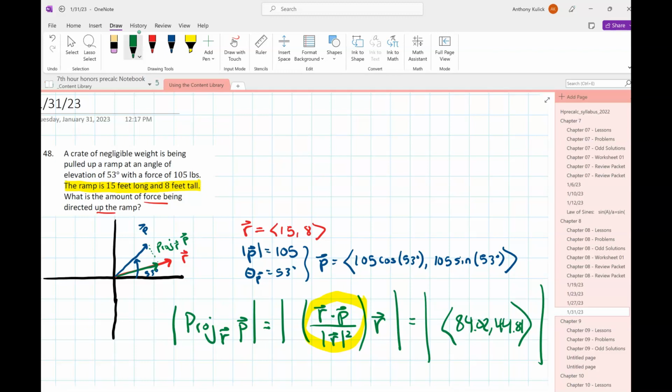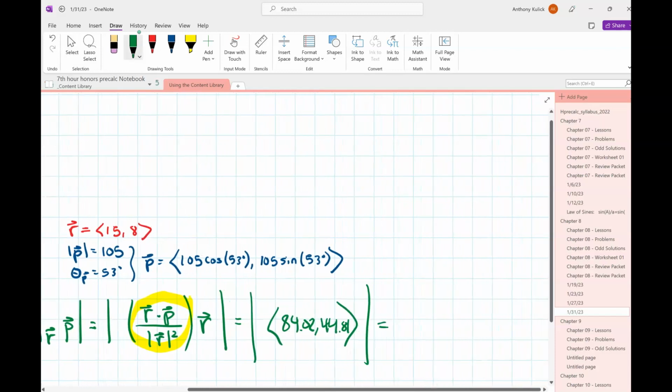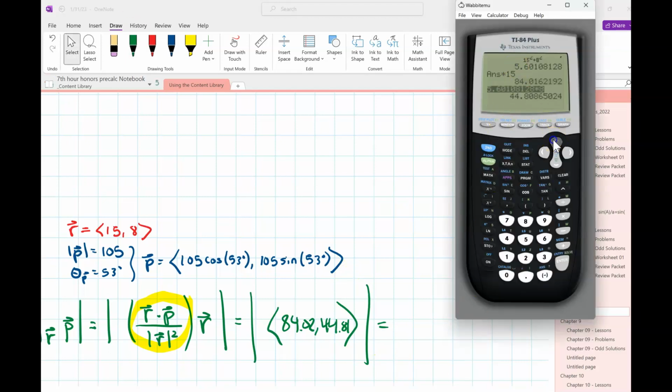Everybody's okay with what I did there? And now the, oh, yep, go ahead. For what you put in your calculator, was it 15 times 105 and then what was the other? Plus 8 times sine 105.53. That was the rest of the numerator. That's what you're asking? 8 times 105 sine 53. Yeah, just the dot product, right? So it's like the x coordinates multiplied together plus the y coordinates multiplied together.